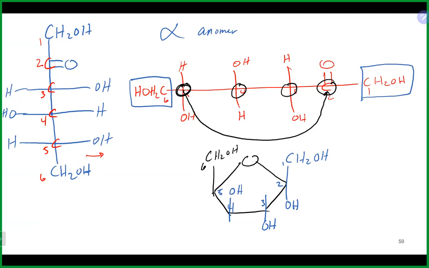Obviously, if we were to draw the beta, it would look exactly the same, except the last one would just be flipped. So the OH would go up and the carbon group would go down. So they will stay on the opposite sides of each other.